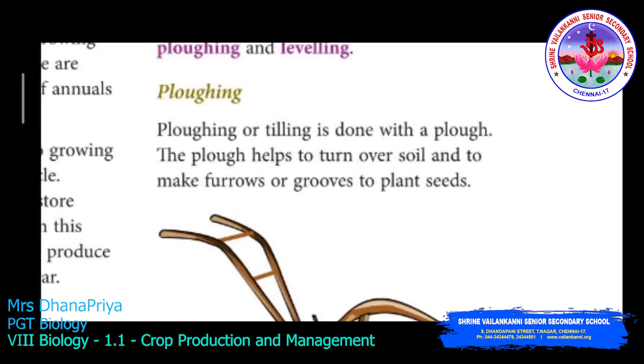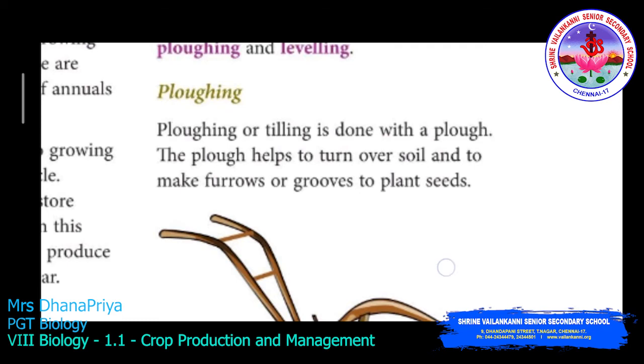The activities which prepare the soil include ploughing. First we discuss ploughing. Ploughing is also called tilling, because ploughing is loosening and turning of soil. It is a very important activity for the following reasons. In the ploughing method, we turn over the soil and make furrows. Why do we need a furrow? Because you can insert the plant seed there.